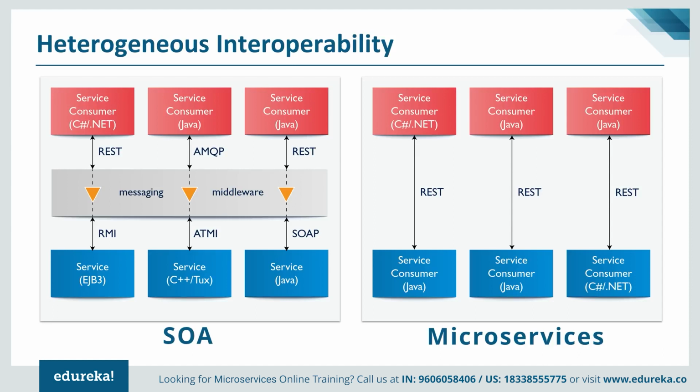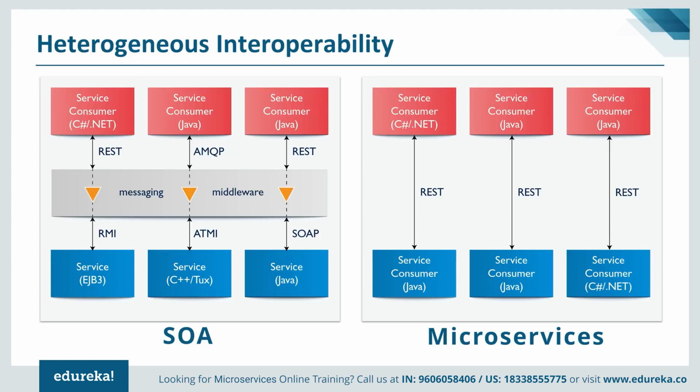But in case of microservices, we do not have any broker here. The communication happens directly between application to application, even if they are in different programming languages, even if they are structurally different, and even if they are built on different platforms. So look at this. If you have a C# or a .NET application which is communicating with a Java application, how does it happen? It happens with the help of a REST API. There is direct communication between these two services.